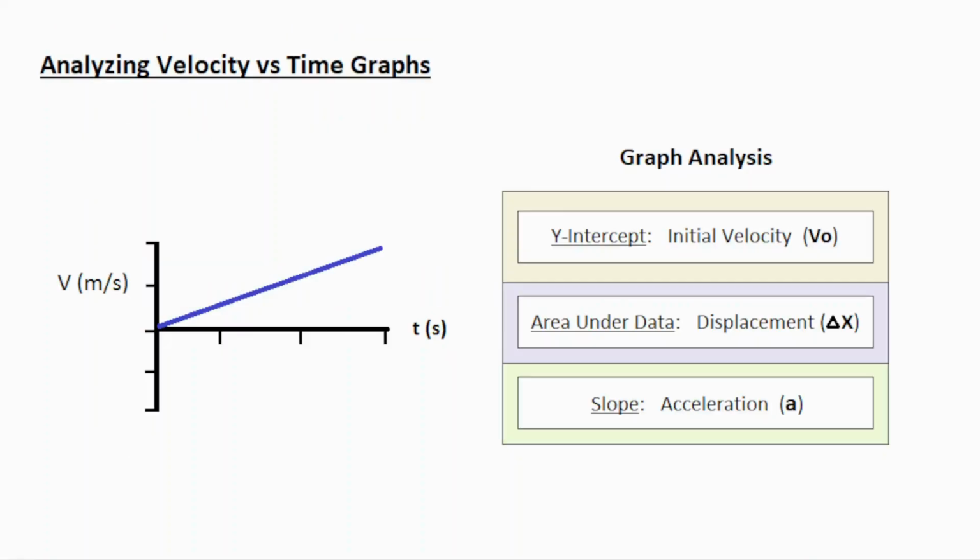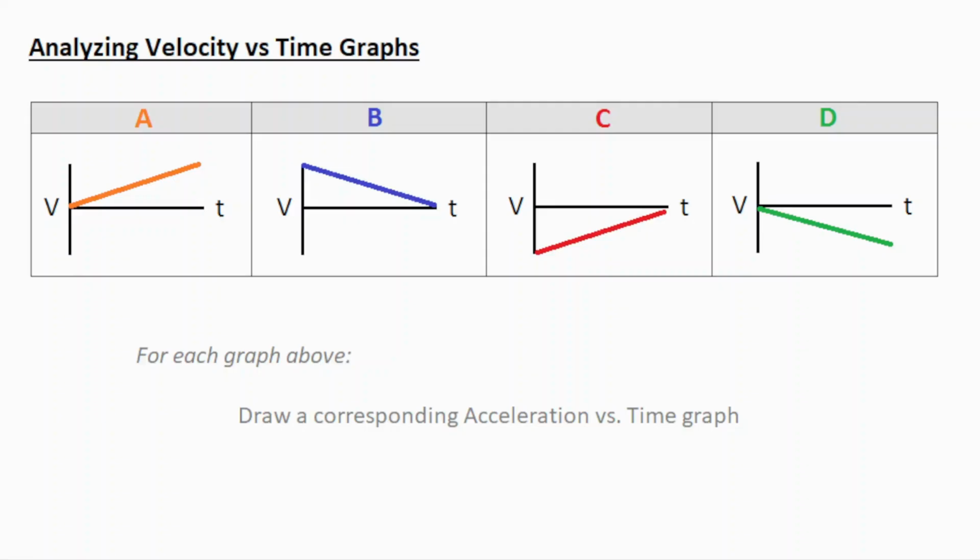Let's summarize what we currently know about velocity versus time graphs. The y-intercept represents the initial velocity, the area underneath the data represents the displacement, and the slope represents the acceleration. Here are 4 different velocity versus time graphs that all show objects that are changing their velocity, or objects that are accelerating, and the goal here is to draw the corresponding acceleration versus time graph that matches each of the 4 velocity graphs. Remember that for velocity graphs, the slope represents the acceleration.